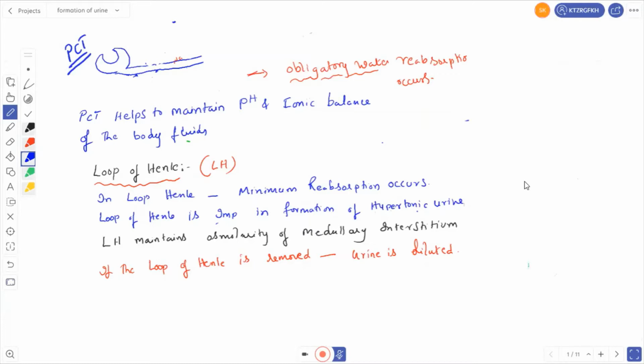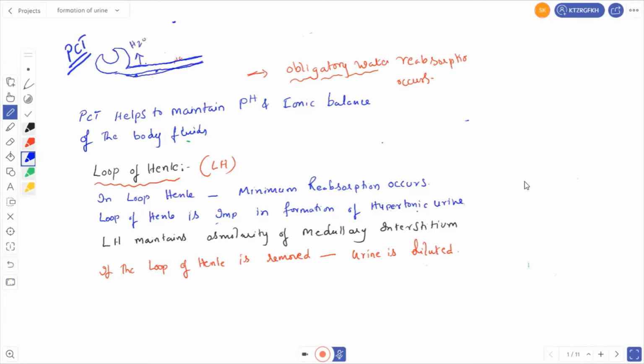In the last video, we completed the formation of urine. In the first step, we completed the glomerular filtration. After that, we went to the PCT. In the PCT, all the substances are reabsorbed. I have taken this one as the PCT. So what are the substances that are reabsorbed from the PCT?